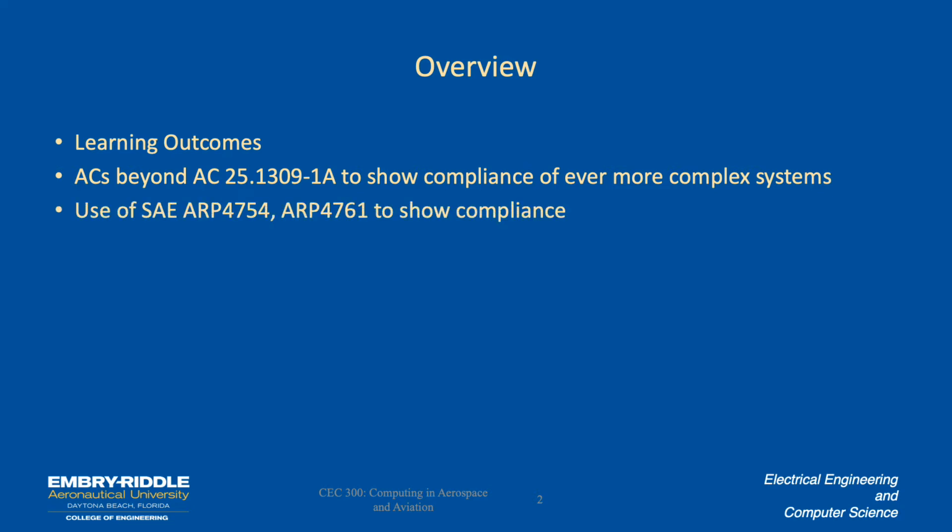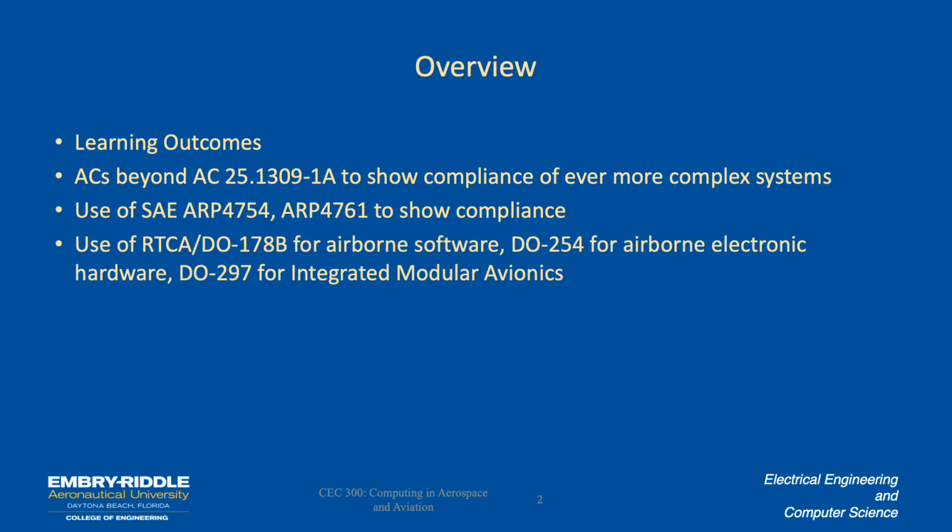And these are going to involve authorizing the use of SAE, Society of Automotive Engineers, ARP, Aerospace Recommended Practice 4754 and 4761 to show compliance. And then RTCA DO-178C, not B, for airborne software, DO-254 for airborne electronic hardware, and DO-297 for integrated modular avionics. We'll talk about the details of some of what those are.